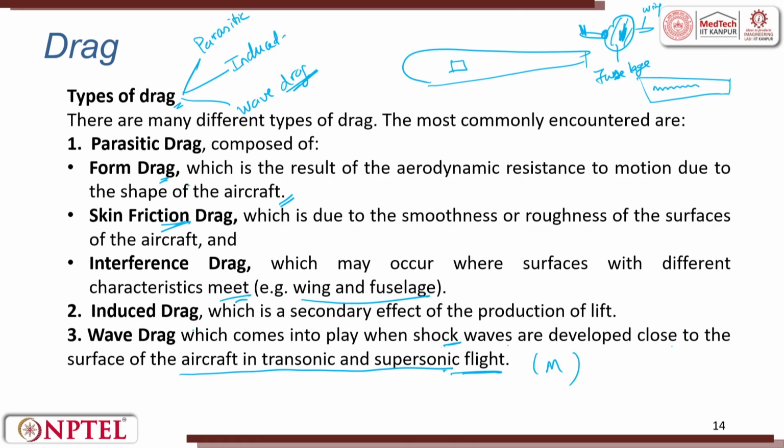The induced drag is a secondary effect of producing the lift. So, all these things are resistance to flow, and you have to reduce drag as much as possible. So, you have form drag, skin drag, interference drag, then you have induced drag and wave drag, right. These are all normal drag, which is there, except for wave drag, which is for high speed flights.